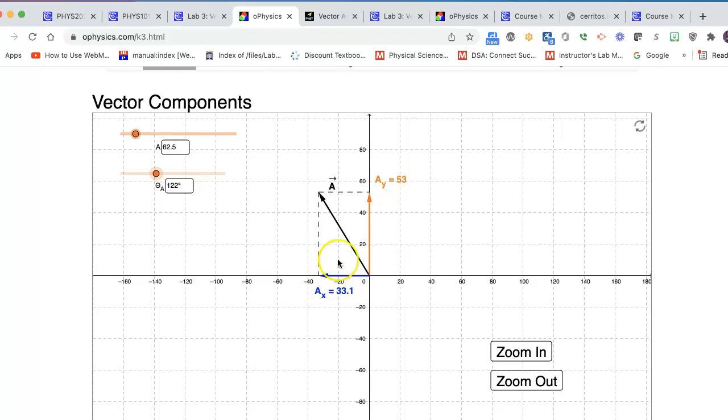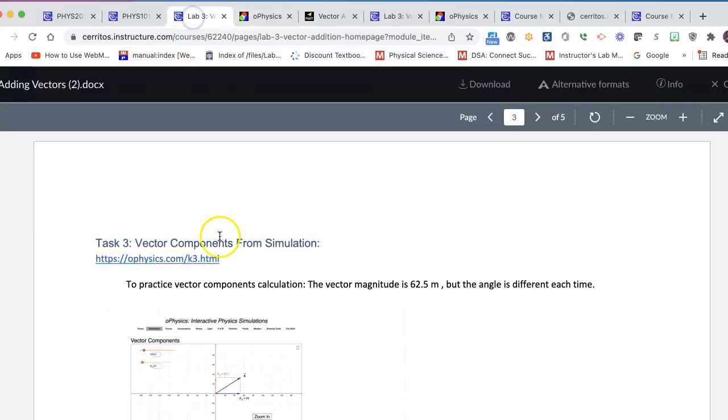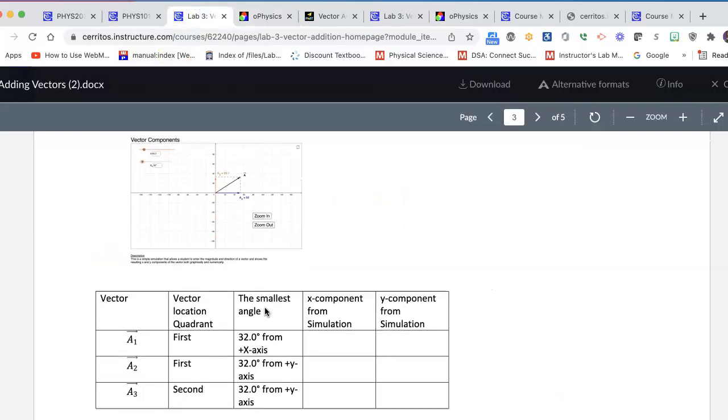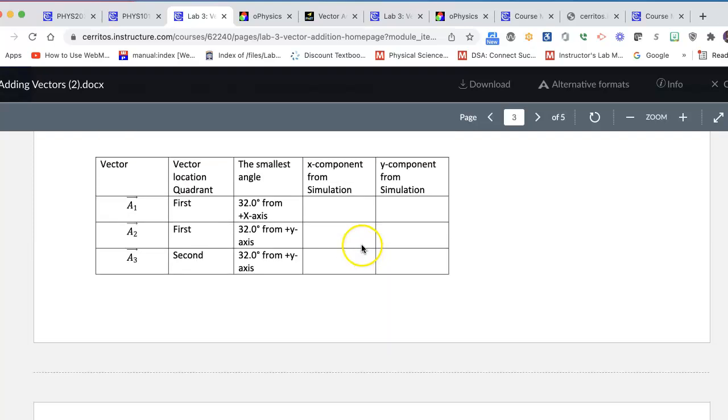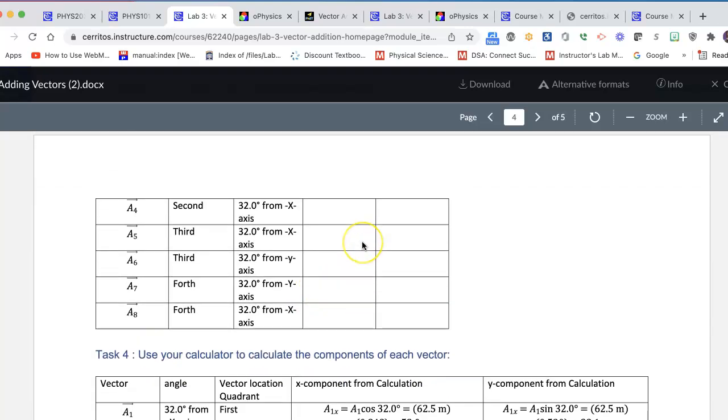And when I move maybe to here, you need to always reflect what are the signs of the x component and the y component. This is task number 3. And that, as I said, you're going to fill in all of these from the simulation.